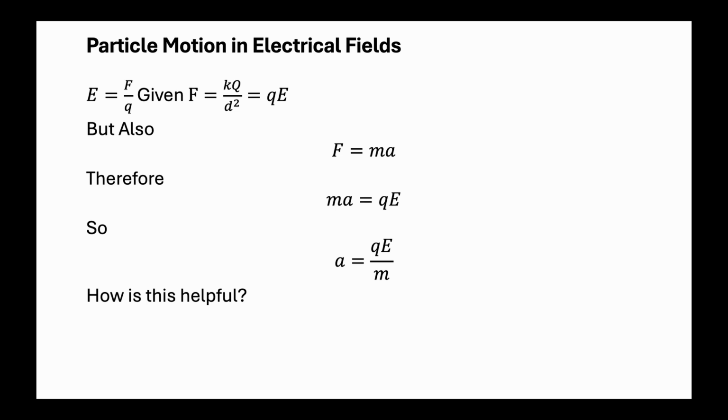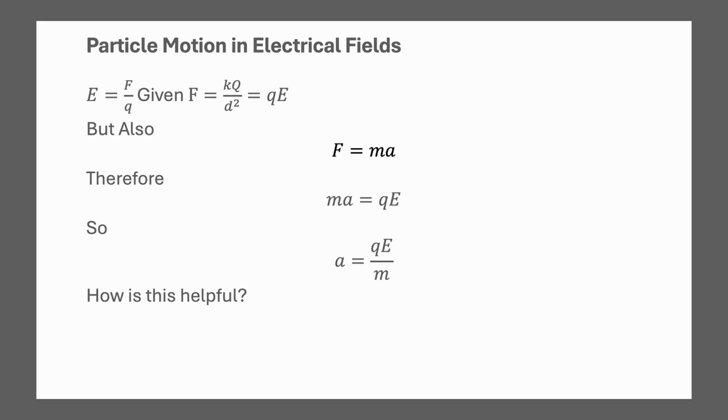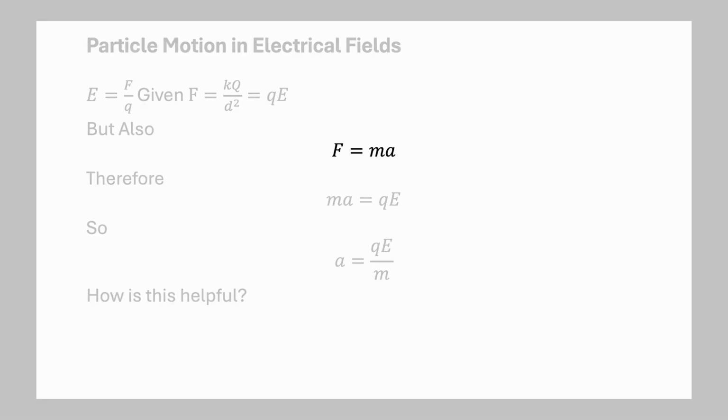So we know that the field is equal to the force over a point charge, but given that the force is equal to Coulomb's constant multiplied by the charge over the distance squared, we could say this is also equal to the point charge multiplied by the intensity of the electric field. However, we also know the force is equal to the mass times acceleration from Newton again. So therefore we can equate both sides because they're both equal force. Mass times acceleration is equal to point charge multiplied by the intensity of the electric field. So the acceleration is equal to the point charge multiplied by the intensity of the electric field all over the mass. How is this helpful?